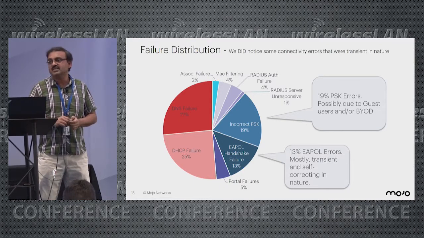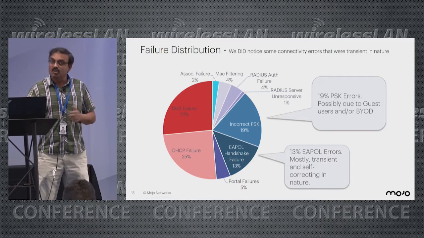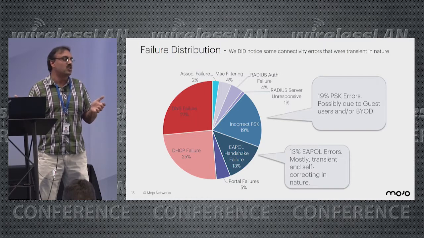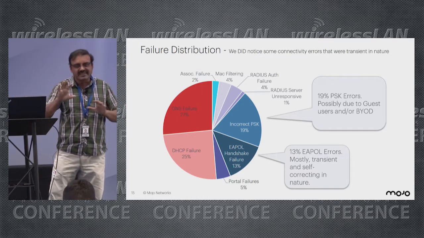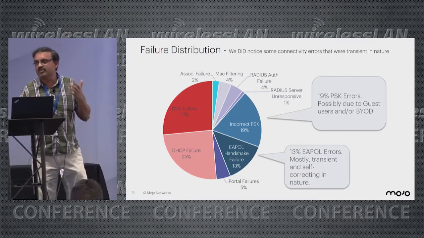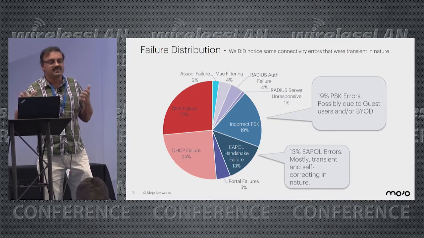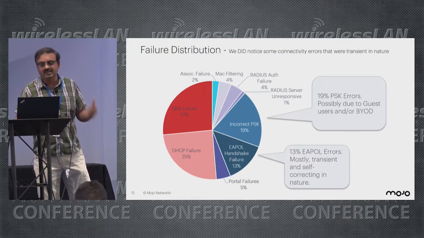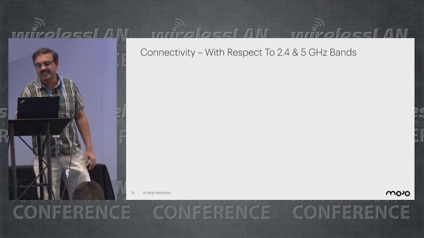And the good thing about these failures is that they're transient in nature. Most of the time, if there's an EAPOL failure, it auto-corrects itself. But then the user may notice it in the form of a delay in the connection and so on, right? That way it is still relevant and it merits some discussion. That's the reason why I'm having it here.